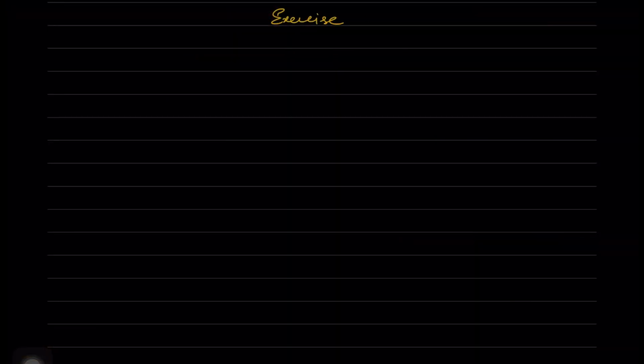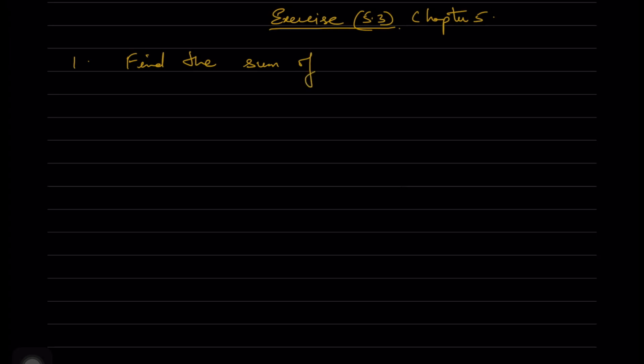Exercise 5.3, chapter 5, arithmetic progressions. So going to the first question in this, we have to find the sum of the following given APs. The first one is 2, 7, 12, and so on to 10 terms.